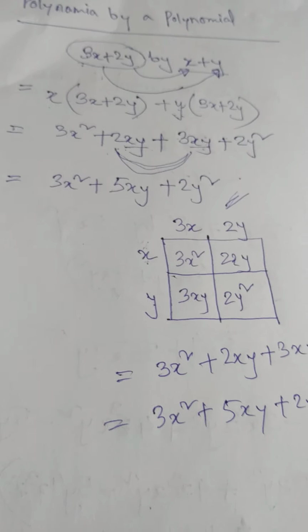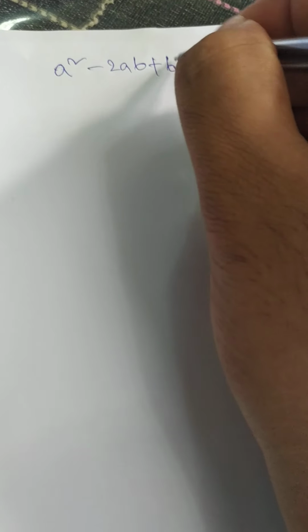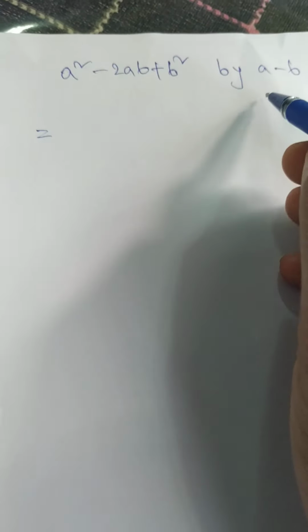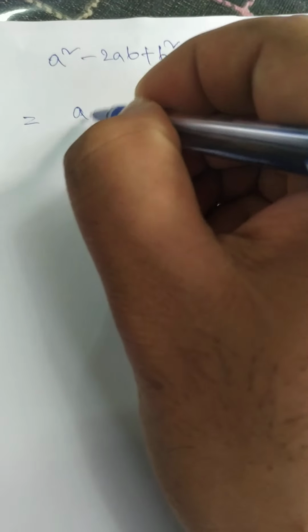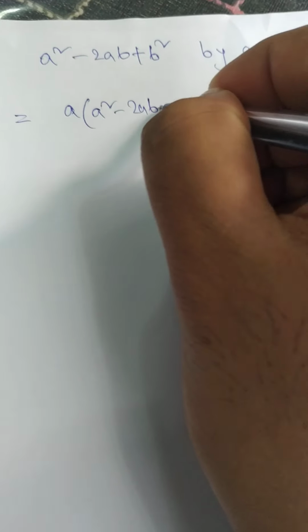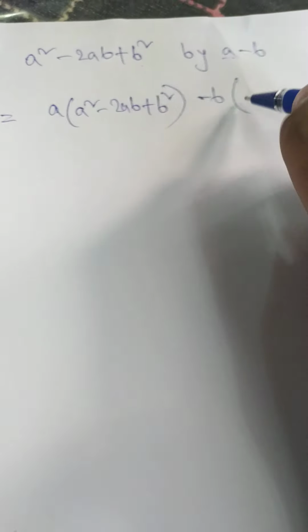I will try and explain a difficult one with the minus sign as well, how to do it with the ones with minus sign. Let's say a square minus 2ab plus b square, and we multiply by a minus b. So if we follow the normal method, first we write a, then the whole term, then minus b, the whole term. So a into a square minus 2ab plus b square, then minus b, again a square minus 2ab plus b square.